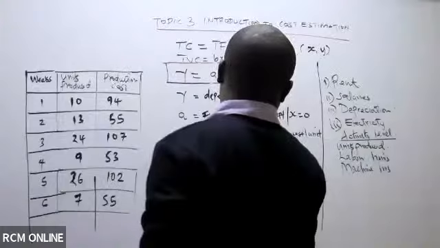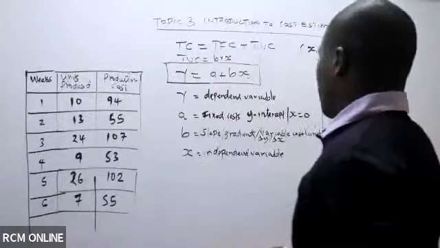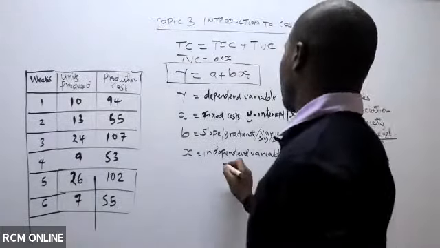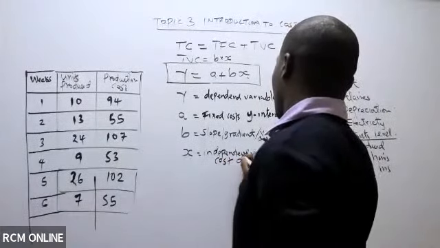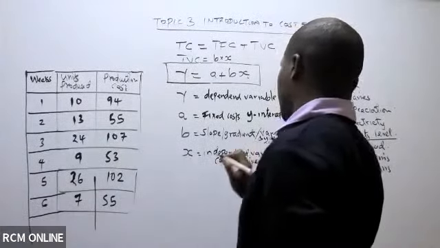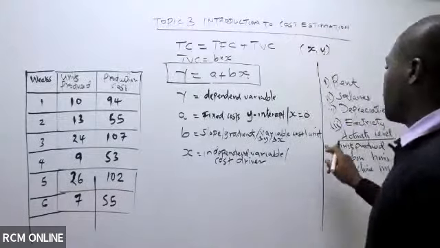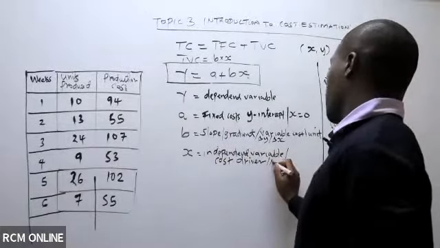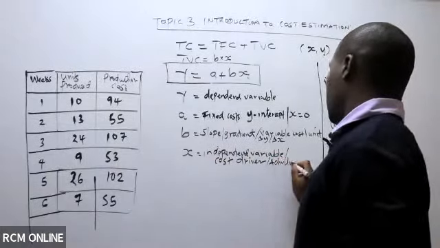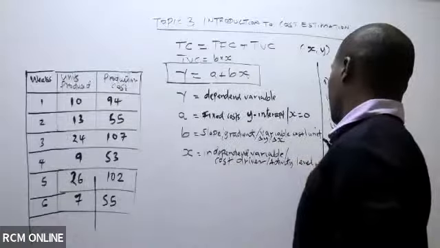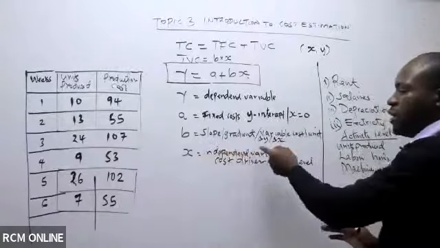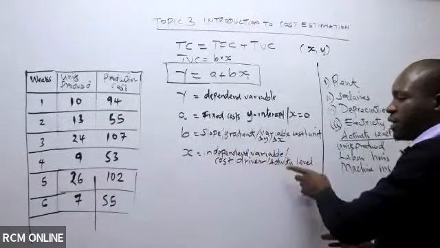Independent variable. And because it is powerful, we are giving it another special name called cost driver. Activity level, independent variable, or cost driver. Good. So that's what we need to understand. X is the independent variable, cost driver, or activity level.